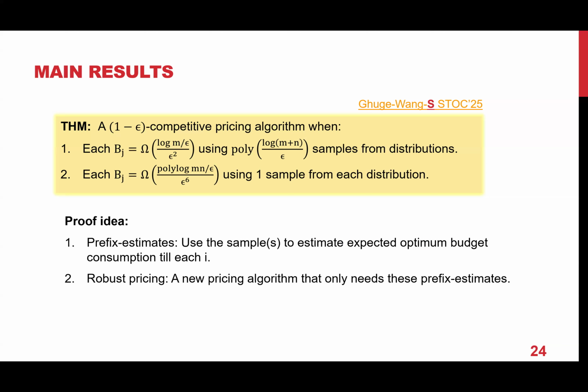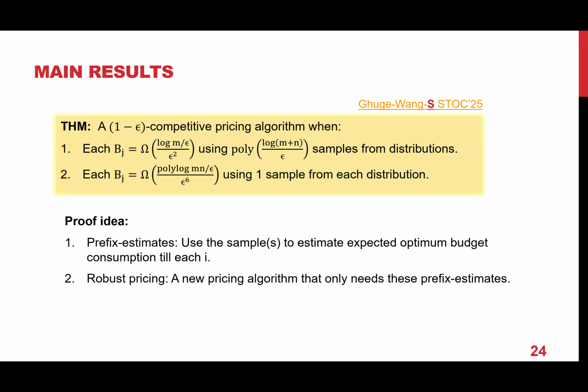So we'll use the single sample or multiple samples to estimate, for every time step, roughly how much budget I should have consumed. By half time, should I have consumed maybe 10% of my budget? Should I have consumed 90% of my budget? You can use this single sample or these multiple samples. The trade-off, all these 1 over epsilon squared and 1 over epsilon to the 6, comes precisely from how well I can estimate this using my single sample or multiple samples. So the idea of the algorithm is to first estimate how much is the expected budget consumption by the optimum algorithm. I don't know the optimum algorithm, but I want to roughly estimate it.